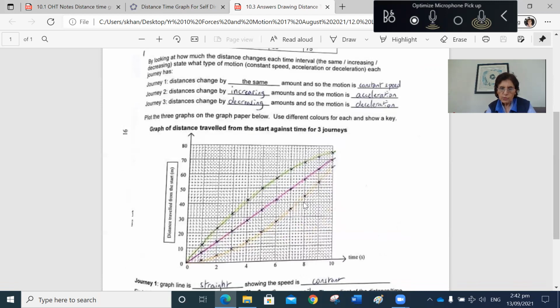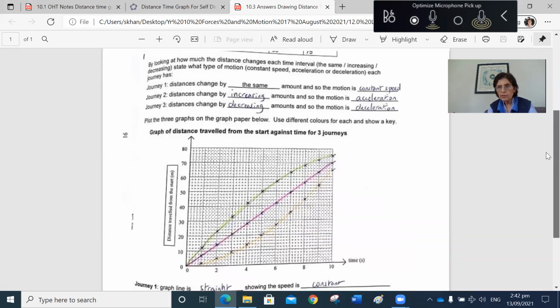Now, if we plot this information on the same chart, it looks like this one. As you can see from here, it's a curve, and it's an upward curve. If you look at the steepness, the steepness of the curve is increasing, or in other words, the gradient is increasing. And because gradient represents the speed, that means speed is increasing. So this one is when a car is accelerating.